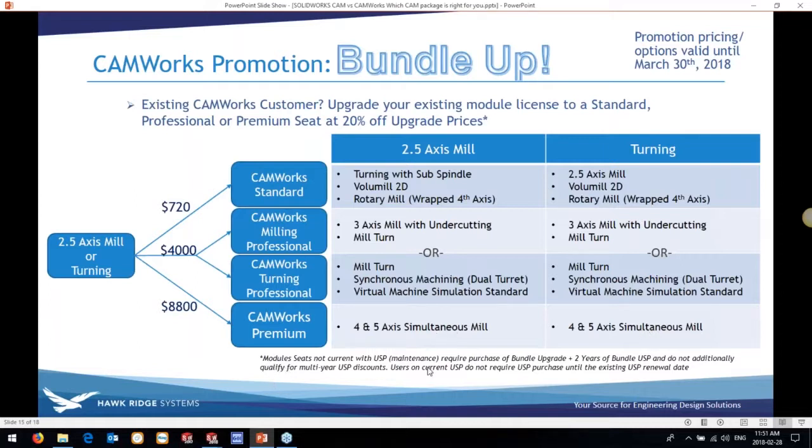One note, if your maintenance is current, you would just keep your existing maintenance renewal date, and you would just pay the new renewal amount from that point onwards. If you're off subscription or off maintenance right now, then you would basically have to get the 2 years of maintenance, as the note says down at the bottom there.